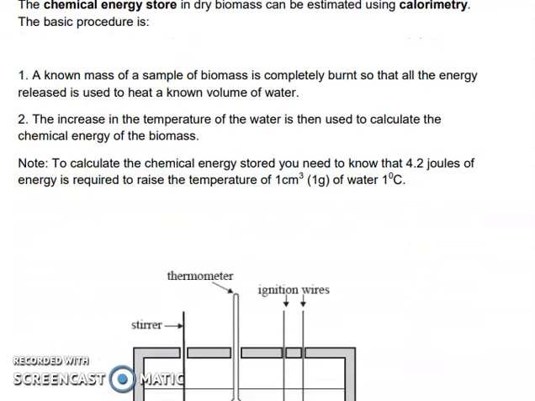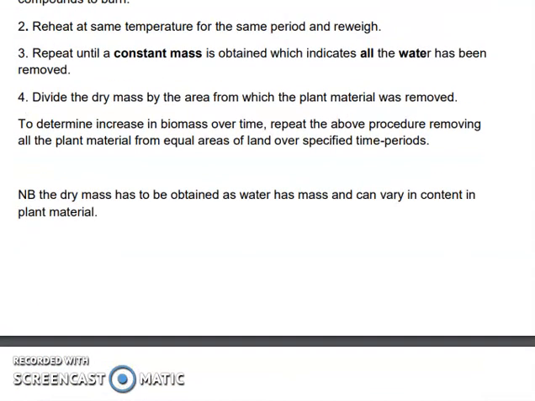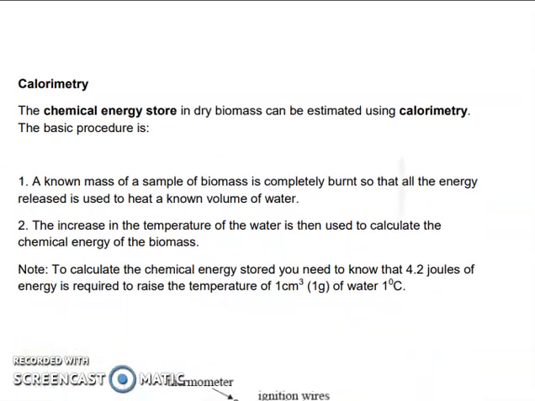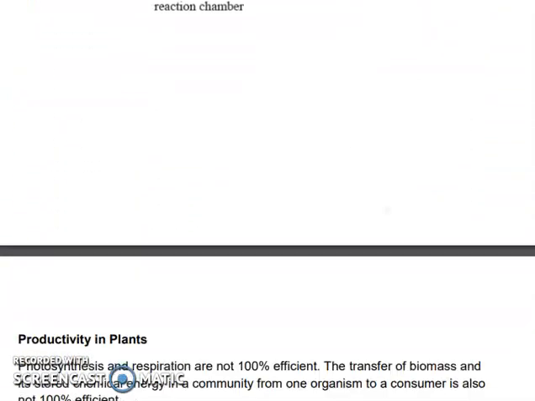So a known mass of a sample of biomass is burnt, so all the energy is released to heat a known volume of water. The increase in temperature of the water is then used to calculate the chemical energy of the biomass. To calculate this, you need to know that 4.2 joules of energy is required to raise the temperature of 1 centimetre cubed of water by 1 degree. That is a physics technique. Don't ask me, I don't know anything about it. If we go down, this is the other biomass method that I've talked about for how to estimate it.